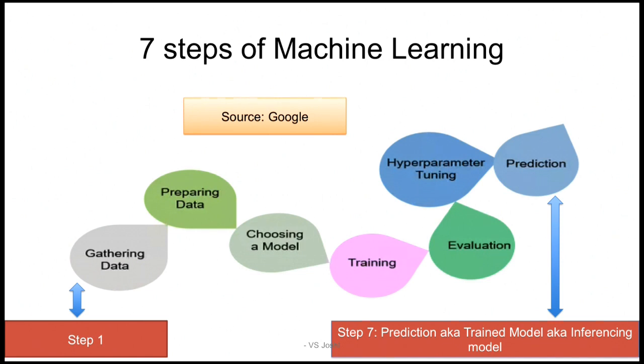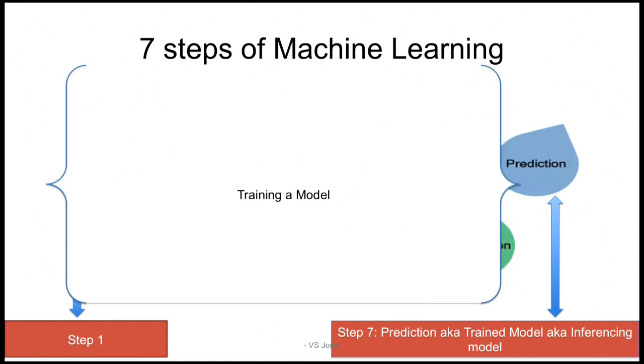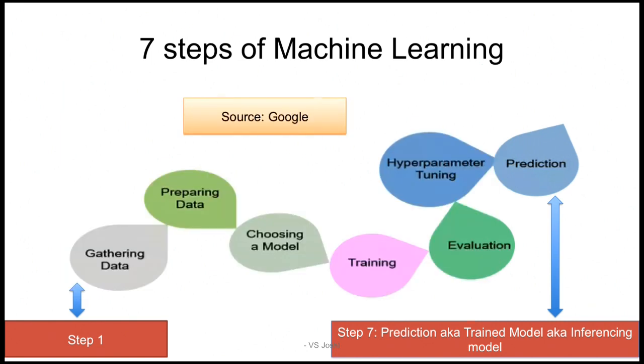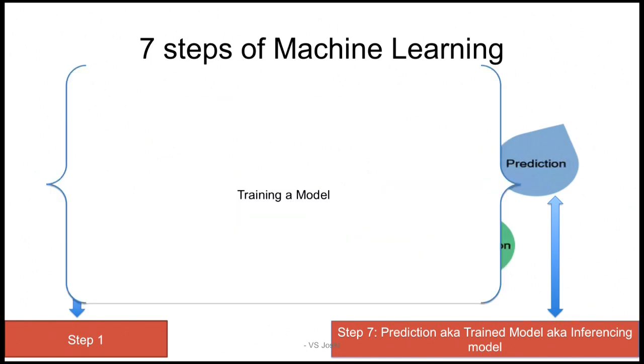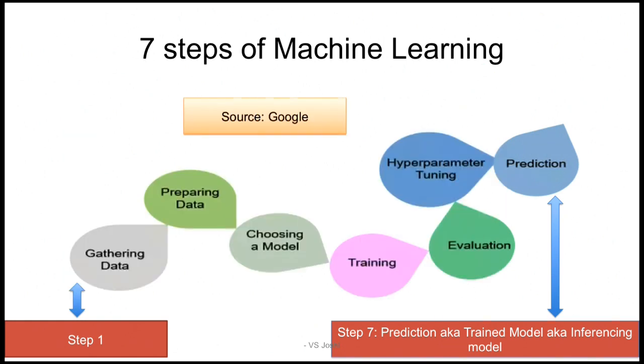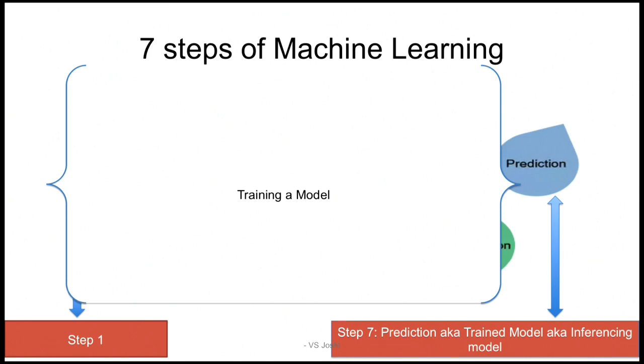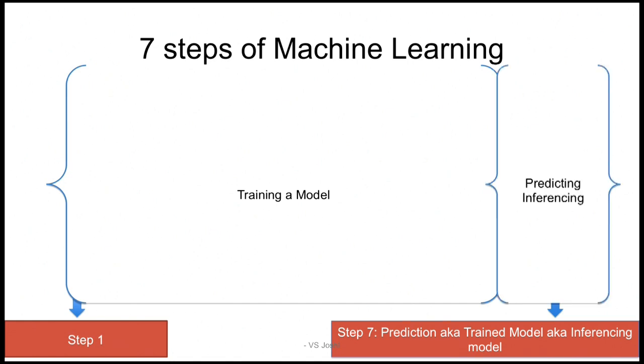So now, I just want you to look at this. This part is the training the model, okay? I just want you to see again, 7 steps of machine learning. The first 6 steps of machine learning are you are essentially training the model, okay? Gathering the data, preparing the data, choosing a model, training the model, evaluating the model, hyper-tuning it, and things like that. Now that the machine is trained, you have a trained model, you have a prediction engine, you have an inferencing engine. That's all that you have. And that's your 7th step, predicting or inferencing.